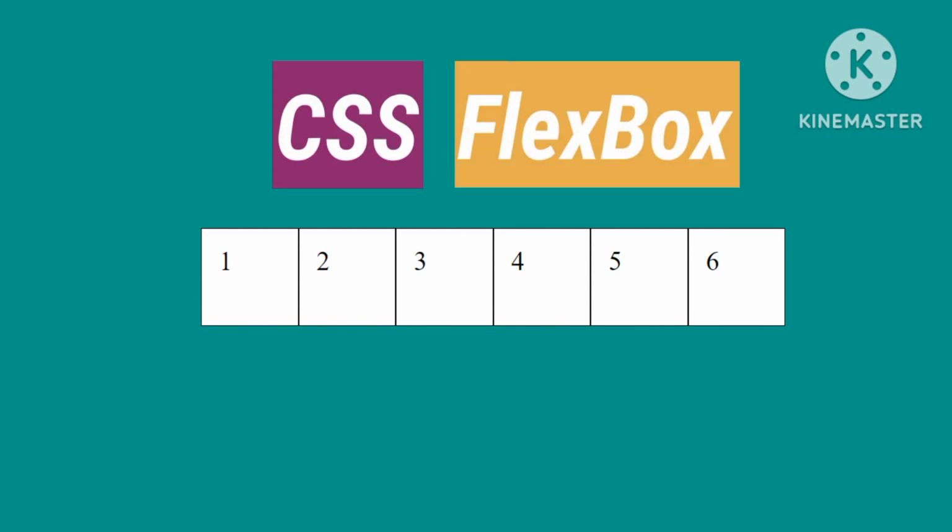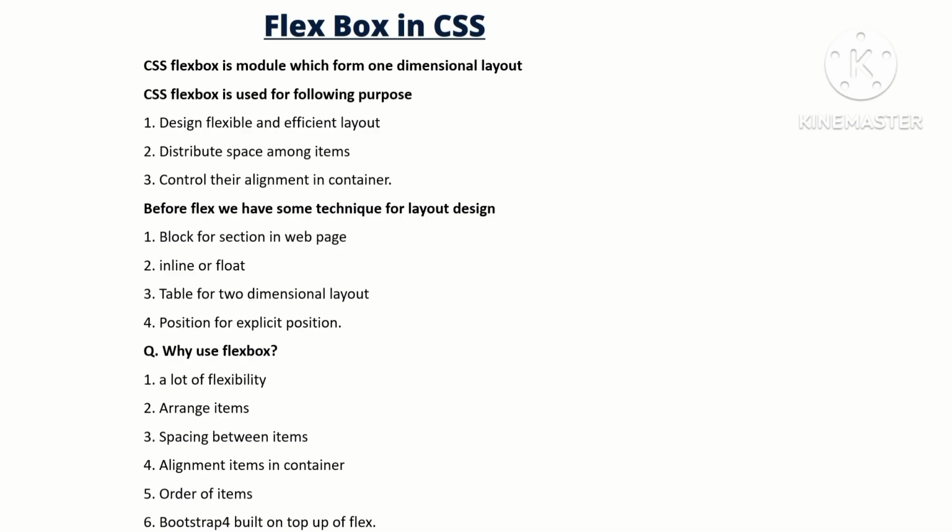In this video, we are going to explore CSS Flexbox, which is a powerful tool for creating flexible web designs. So let's get into it. So what exactly is CSS Flexbox? CSS Flexbox is a layout model that helps us to arrange items in one direction, either horizontally or vertically. It makes aligning, spacing, and distributing items inside a container much easier and more flexible.